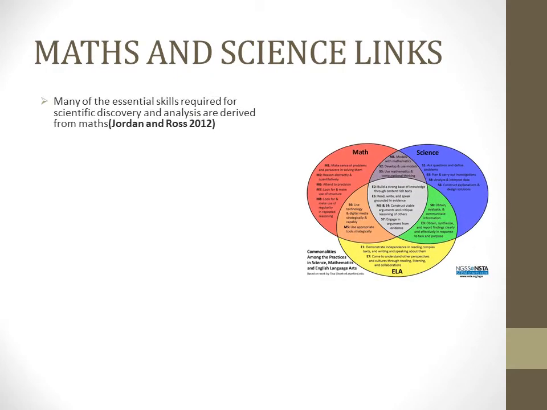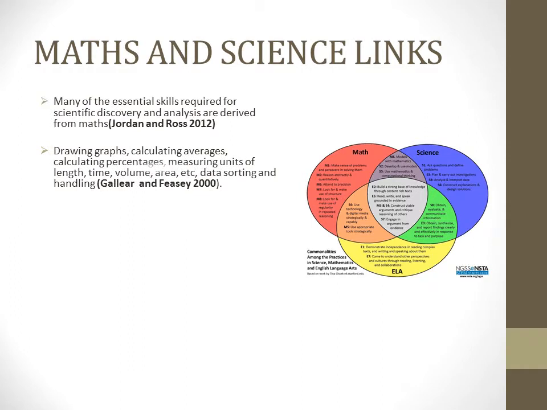Maths and science have a strong bond in terms of how they link to one another. Many of the essential skills required for scientific discovery and analysis are derived from the numerical language that is taught through maths. Throughout Key Stages 1 and 2, students will learn skills such as drawing graphs, calculating averages, calculating percentages, measuring units of length, time, volume and area, and data sorting and handling. All of these skills are essential for scientific inquiry, making maths essential for the teaching of science.